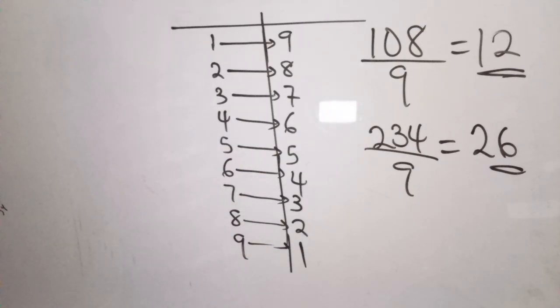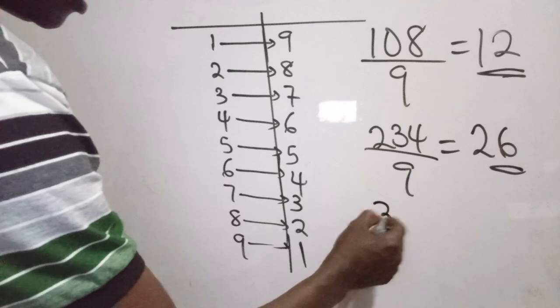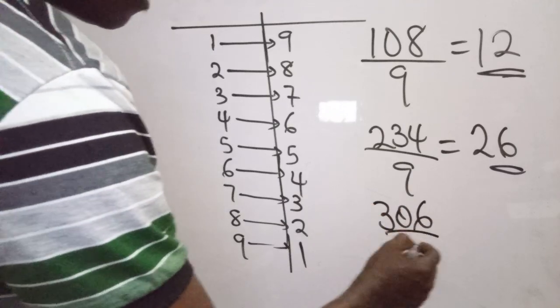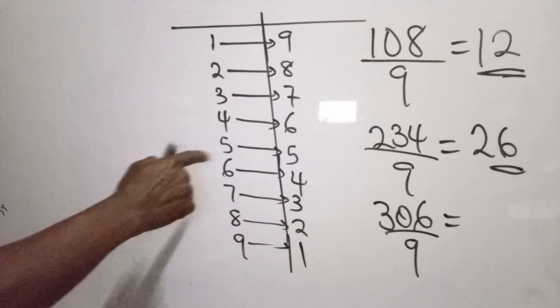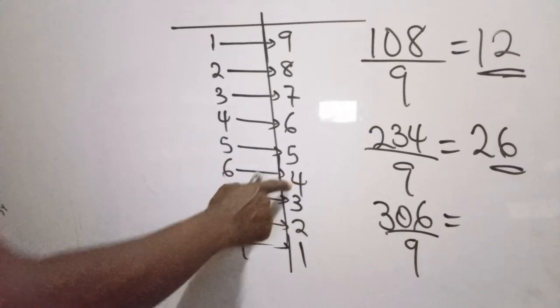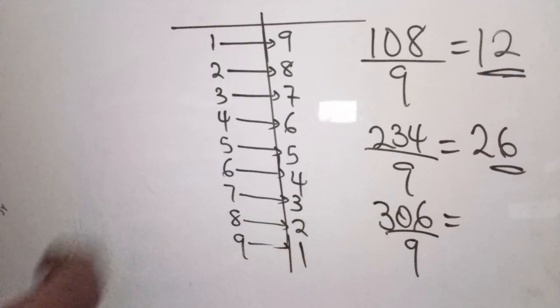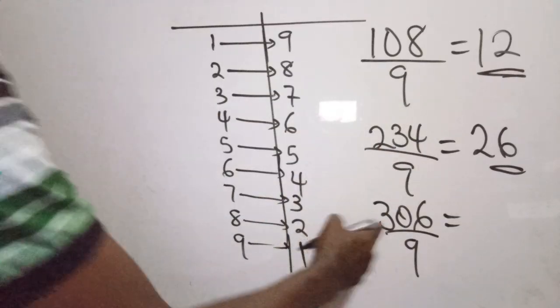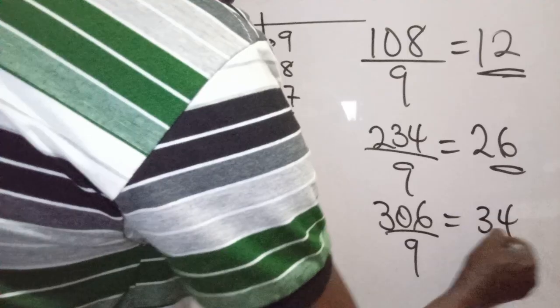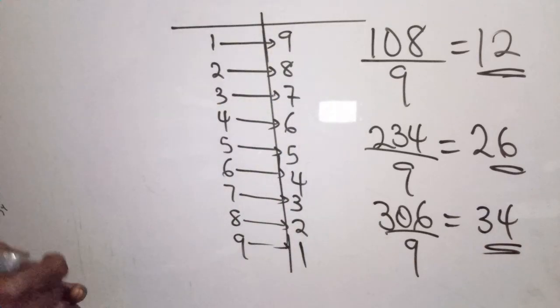In the example given, 306 all over 9. Now the last number ends in 6. 6 maps 4. As 4 maps 6, 6 also maps 4. So the last number will end in 4. They pick 3 here. So you have 3, 34. So this is how the maps go.